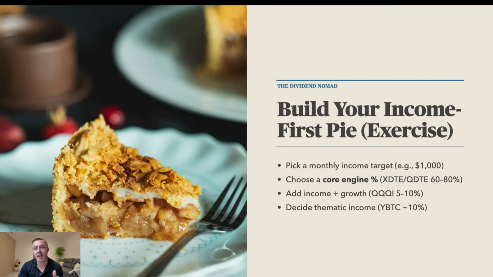Other people believe in AI. People believe in real estate. Whatever you believe in, I would choose one of those themes and allocate a portion of the portfolio to getting income from that specific theme.